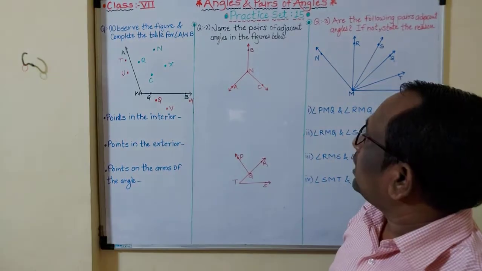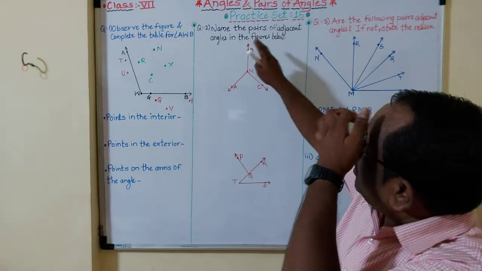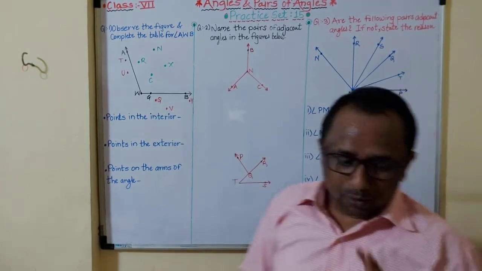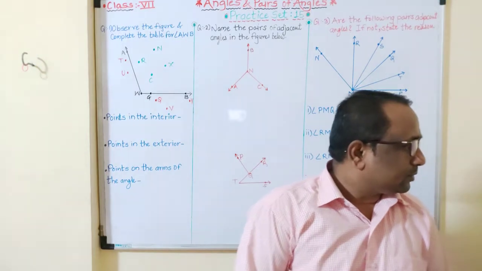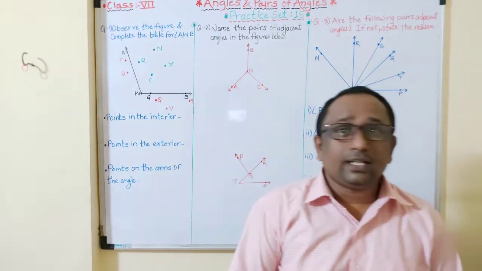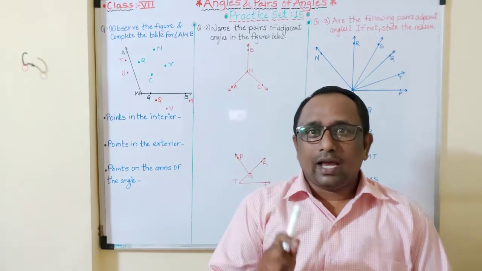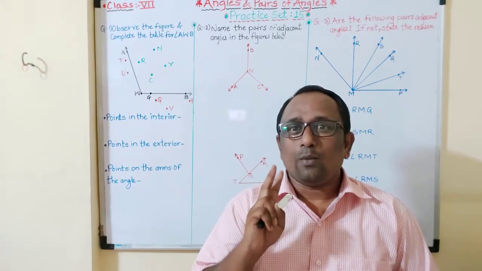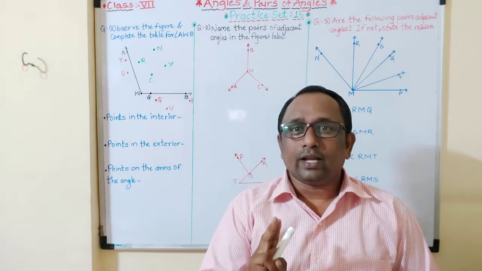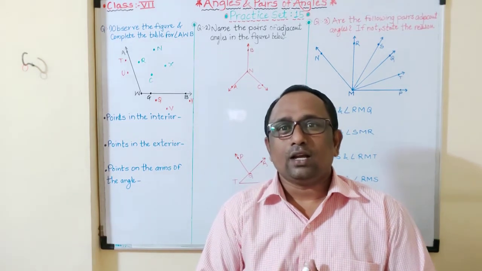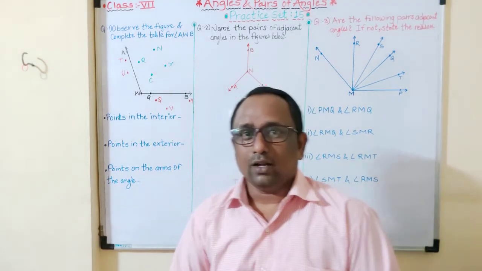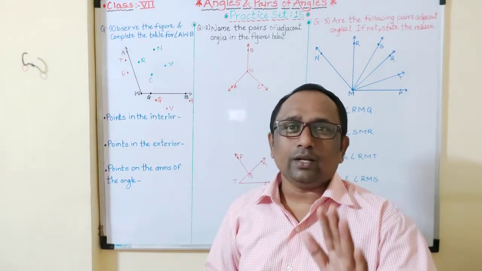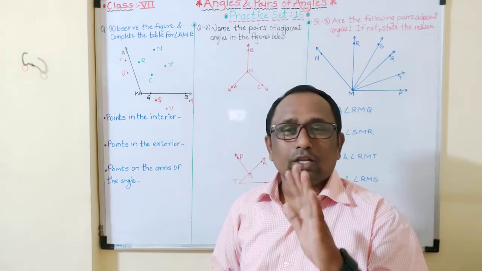Now we'll move to the second question here. Name the pairs of adjacent angles in the figure below. Now students, adjacent angles are two angles which have a common arm, a common vertex and separate interiors. All these definitions I explained in the notes, so read the notes carefully.